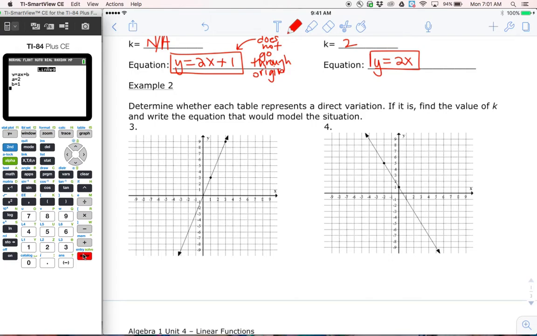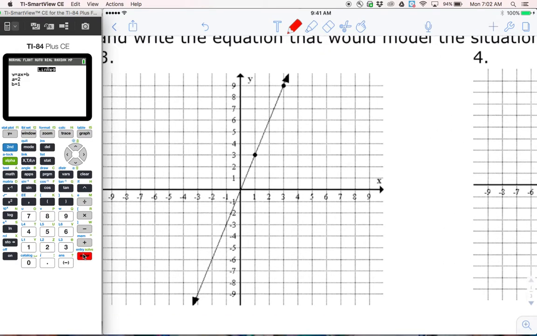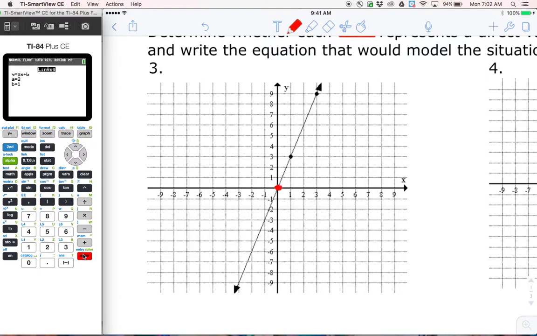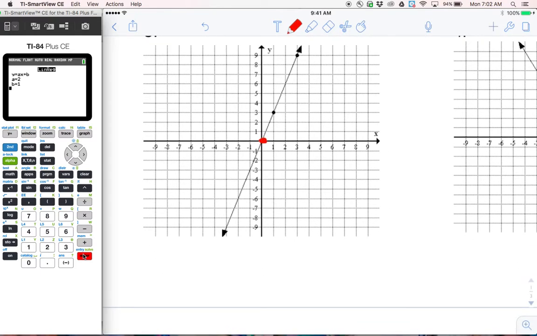Determine whether each graph represents a direct variation. If it is, find the value of K and write the equation that would model the situation. All right, in this first example, it goes through the origin and it is linear. So yeah, I know it is direct variation. So I'm going to say yes, direct V, okay?